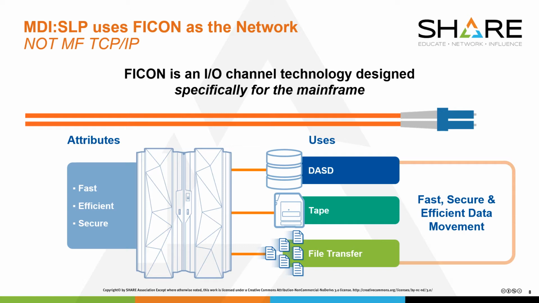All right, so why is this any different? How can we move that much data off the host quickly enough to actually make it work? Because we're going to be using FICON. We're not going to be using TCP/IP.